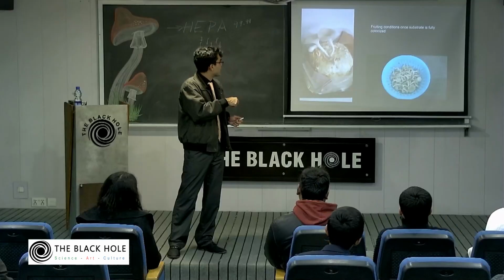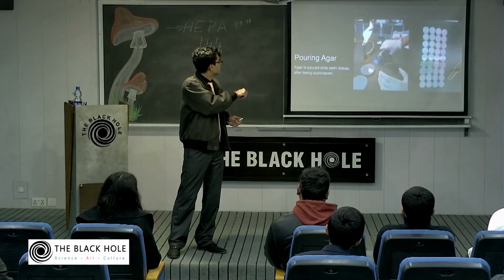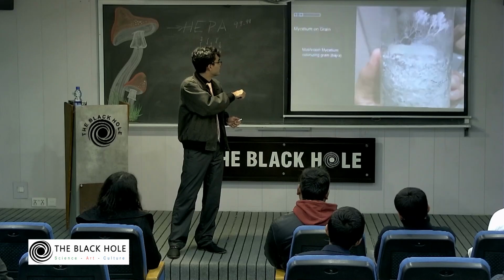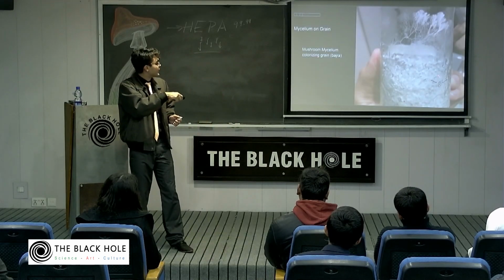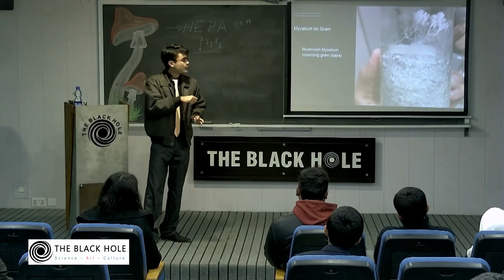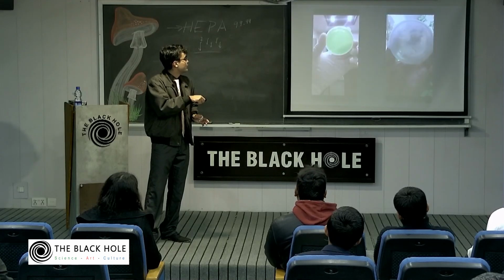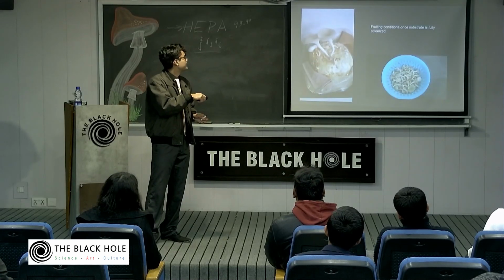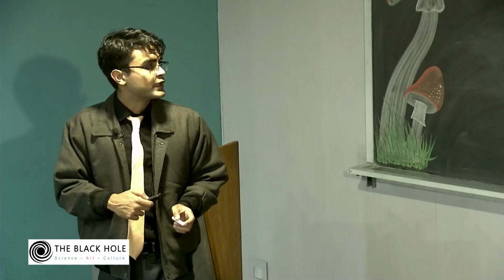So once our grain spawn was fully colonized, here, oh my God, I have to go all the way back now. Once this is fully colonized and the mycelium has eaten it, you spawn it and you mix it with the substrate, which in our case was toilet paper. It will fully colonize this, and once the fruiting conditions are met, that's when we get the mushrooms.